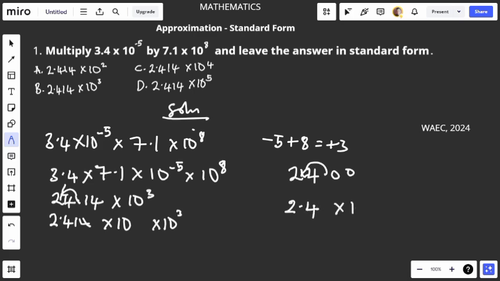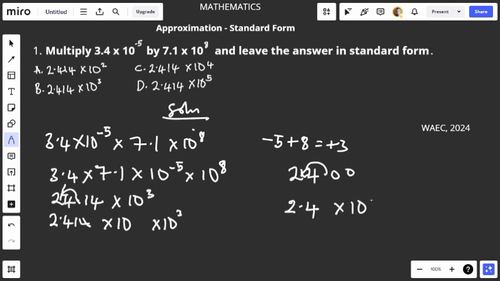Then you say times 10 raised to power what? What power of 10 is it that when you multiply it with this 2.4, it will take you back to 24? Standard form doesn't mean you should change the value. There's a difference between 24 and 2.4. 24 is far greater than 2.4. So when you change 24 to 2.4, then you have to multiply it with a power of 10 that will take you back to 24.